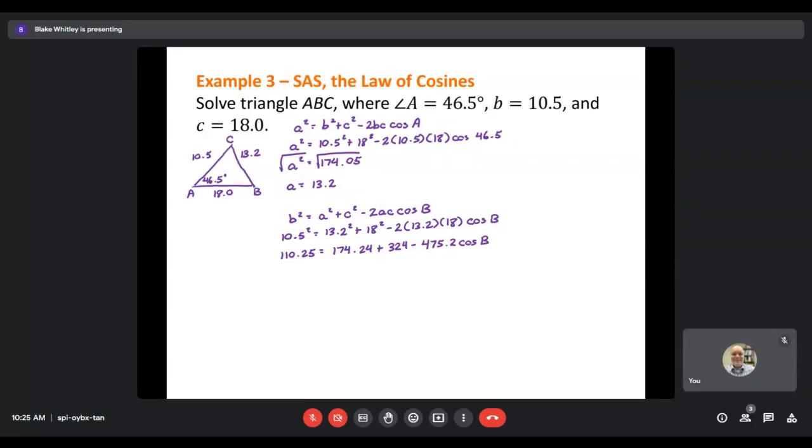And I'm going to add together the two values I can. So 174.24 plus 324. That should be 498.24. Now we're going to subtract 110.25 minus 498.24. It gives us negative 387.99.